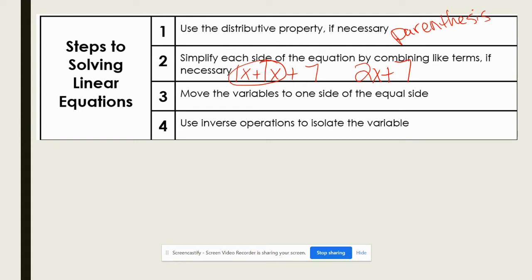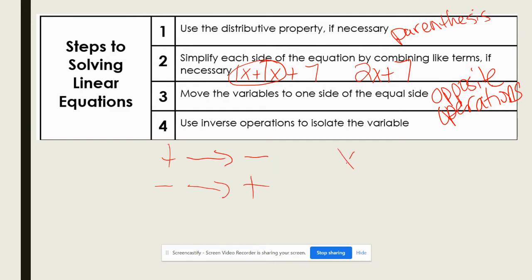Step 3, move our variables to one side of the equal sign. We're using opposite operations. And then use inverse operations to get the variable by itself. Remember, the opposite of adding is subtracting, and vice versa. And then the opposite of multiplying is dividing, and vice versa. There's more that we'll get to, but for right now, these are the operations we're pretty much going to stick with. So let's try this.